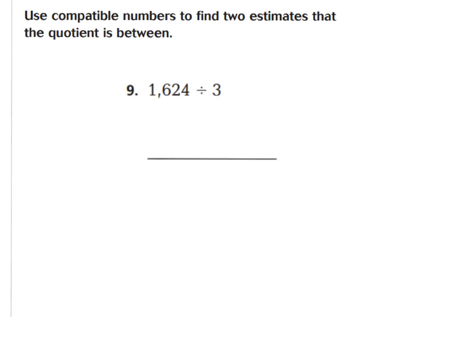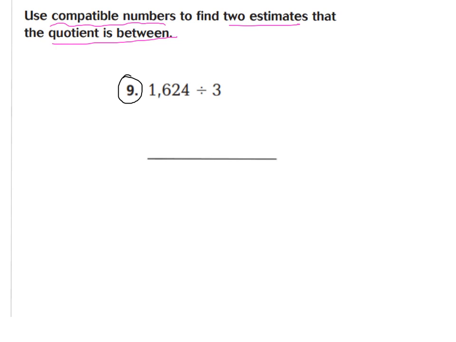Okay, boys and girls, let's look at number 9. Circle number 9 for me. Number 9 says, use compatible numbers to find two estimates that the quotient is between. So now we're just going to find two estimates that our actual answer would be between. So same thing, we're going to estimate using compatible numbers, what we've done before, but instead of one answer, we're going to have two answers.